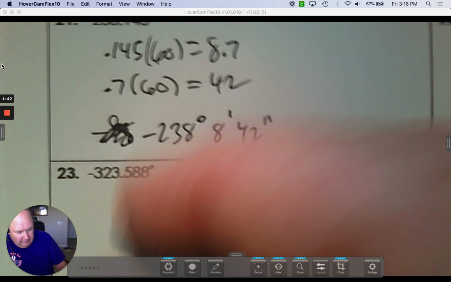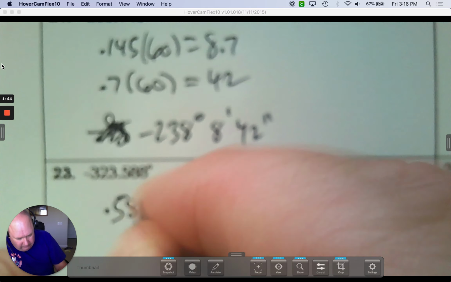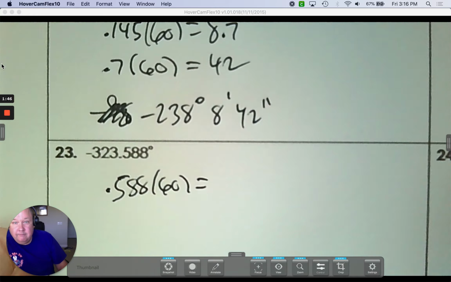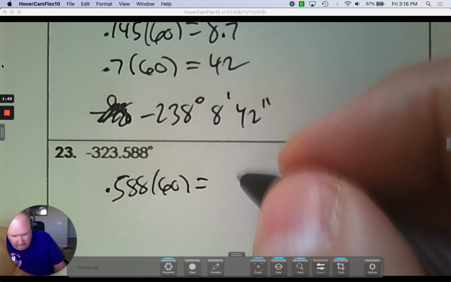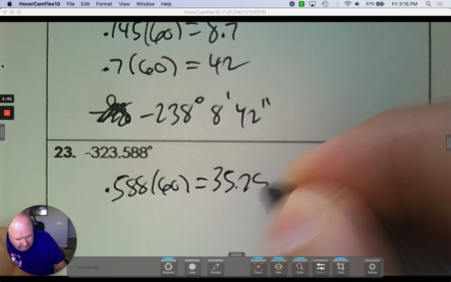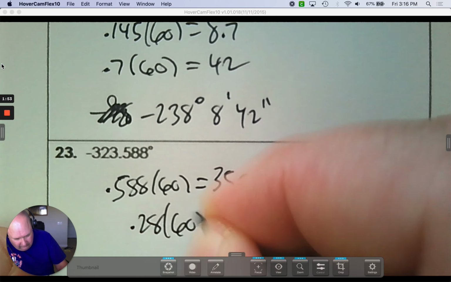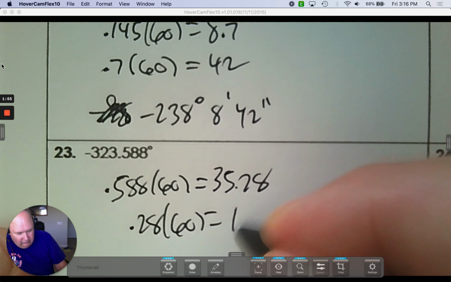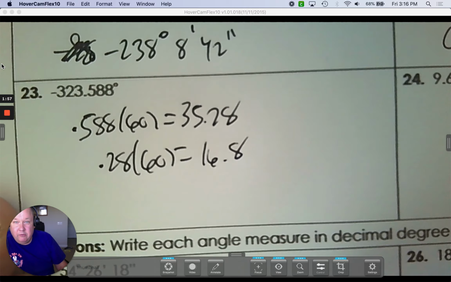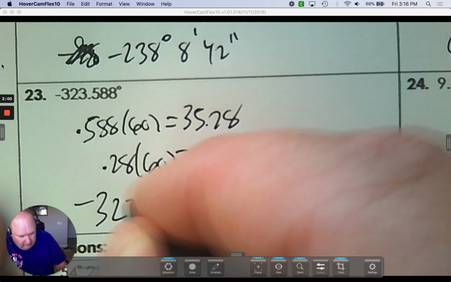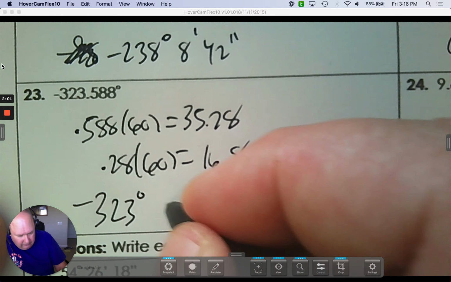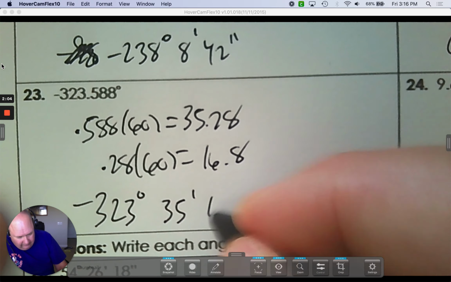Number 23. So worry about the decimal times 60. So that would give you 35.28. 0.28 times 60. That would give you 16.8. And then we're going to use those numbers. So it's negative 323 degrees, 35 minutes, and 17 seconds.